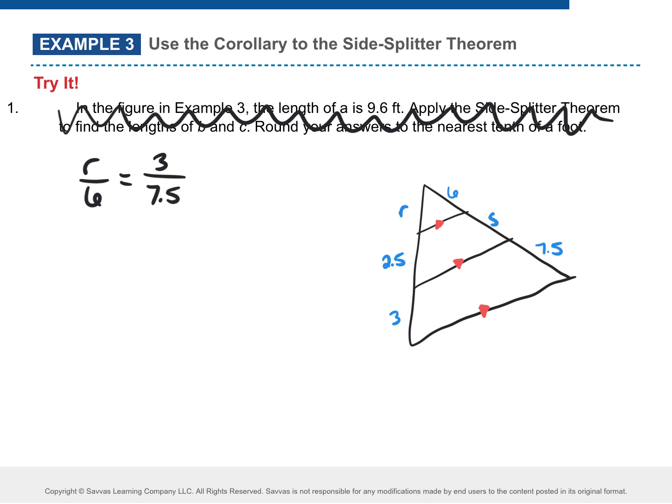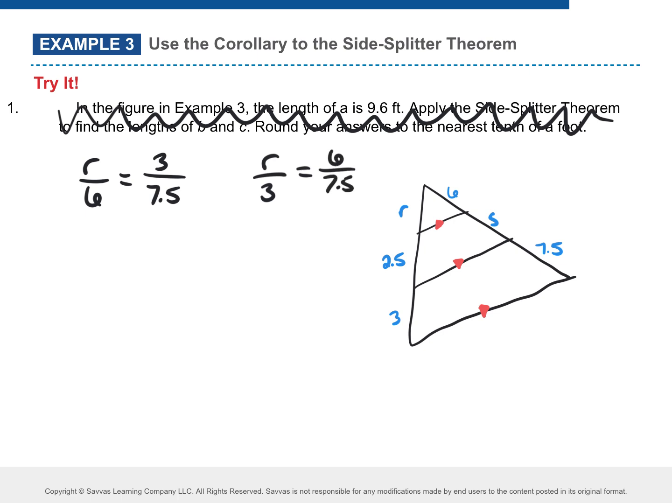So we did this side split. R over 6 and 3 over 7.5. What else? What's a different way I could set that up? What else could I relate R to? 2.5. With these same numbers. R over 6. Oh, wait, R over 3 equals 6. Yep. So all of these are the same exact thing.